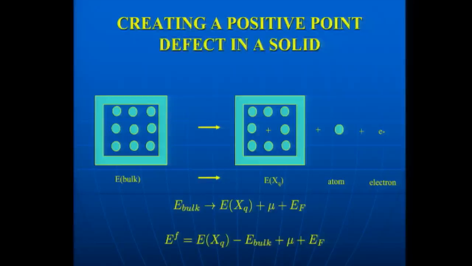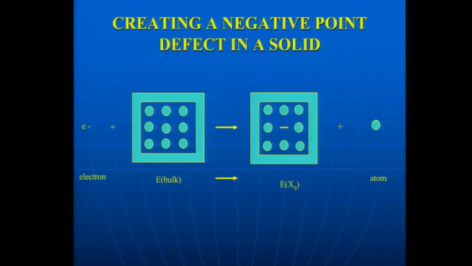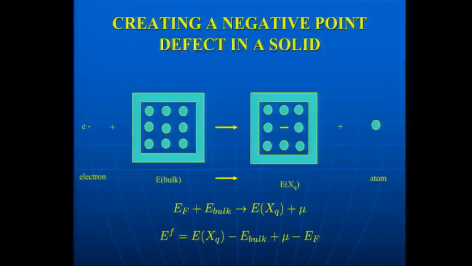So for a positively charged defect, the formation energy is going to be linear in the Fermi level with a positive slope. For a negatively charged defect, the process is going to be reversed. Namely, the formation energy, for fixed chemical potential, is going to be dependent upon the Fermi level, and it's going to be linear with a negative prefactor.